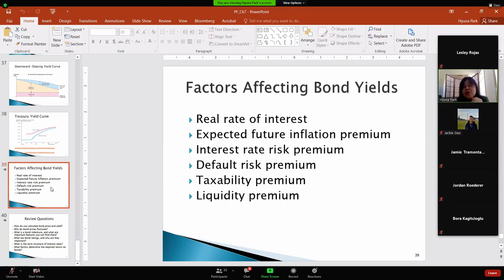So this is a summary of what affects bond yield. Real return, expected inflation, and interest rate risk premium, and default risk, credit risk, bond ratings, and tax, like the municipal bond case, and liquidity. As I mentioned, bond markets are not very liquid. So if some bonds are not very liquid, their price will be lower because of the inconvenience, which means yield will be higher. That we call liquidity premium. So those are what may affect bond yield.